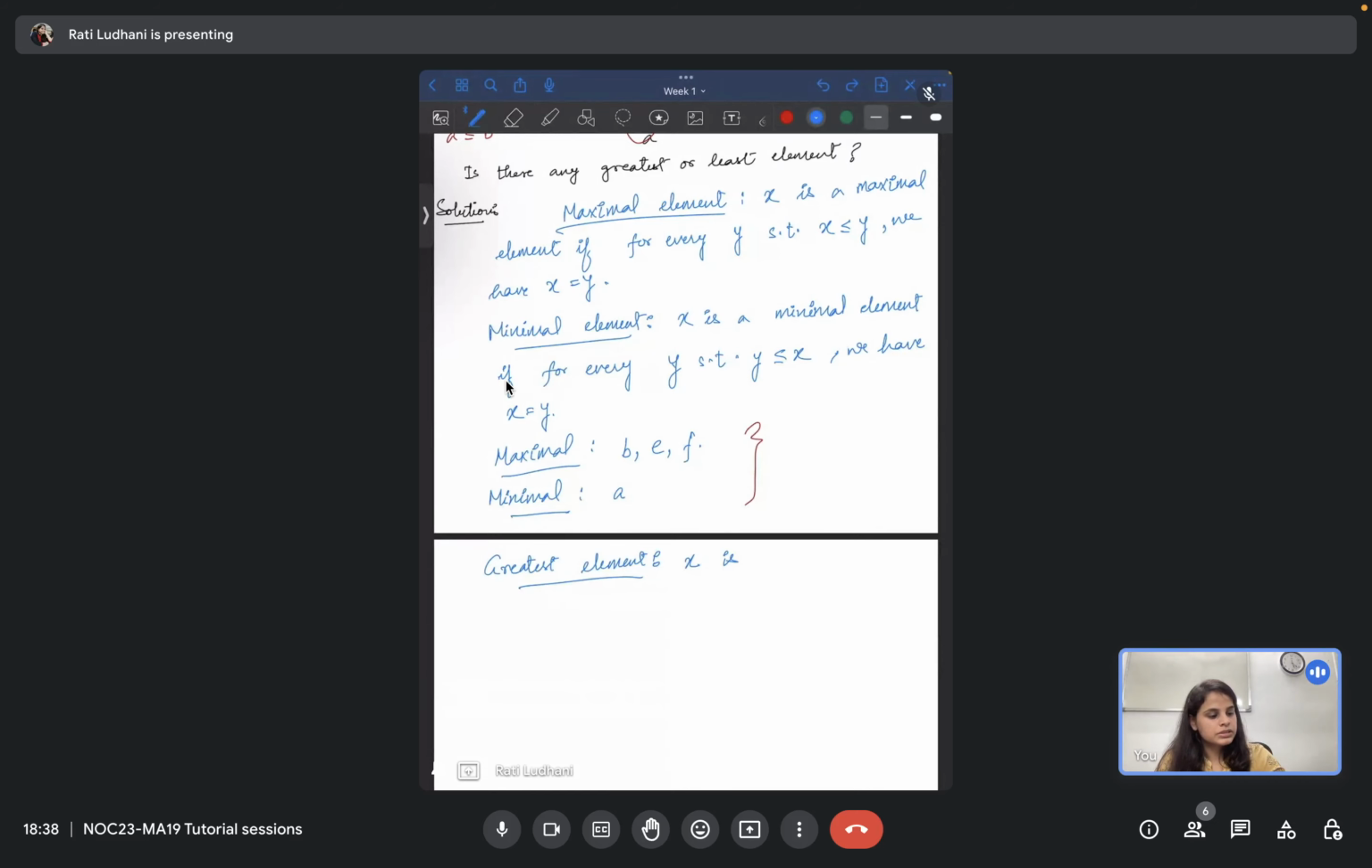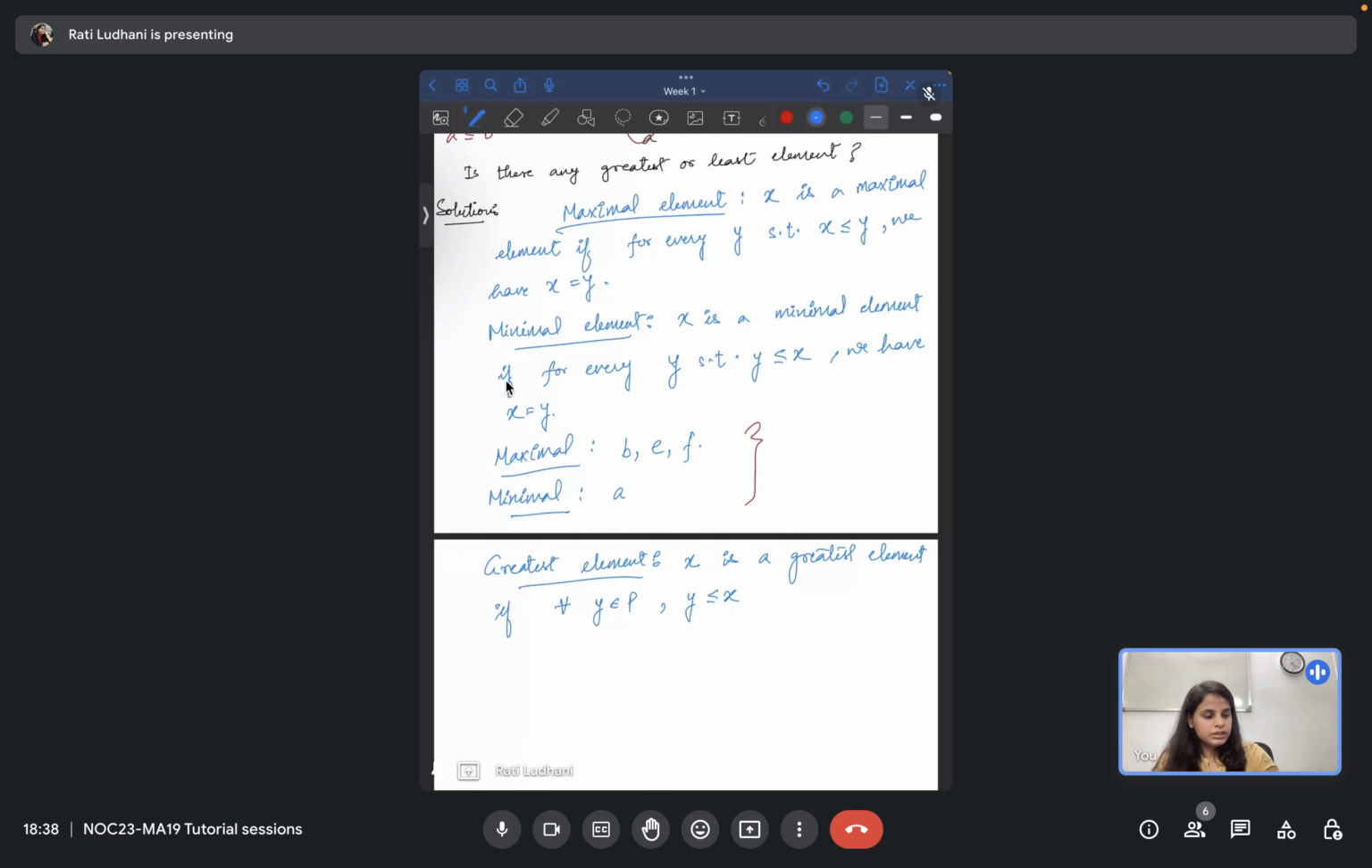So x is a greatest element if for every y belongs to P, y should be less than or equal to x. So it should be bigger than everyone.